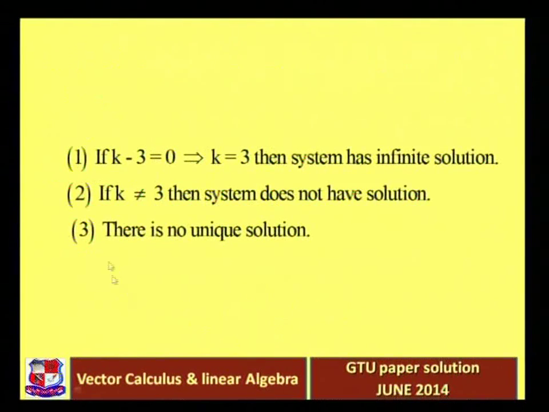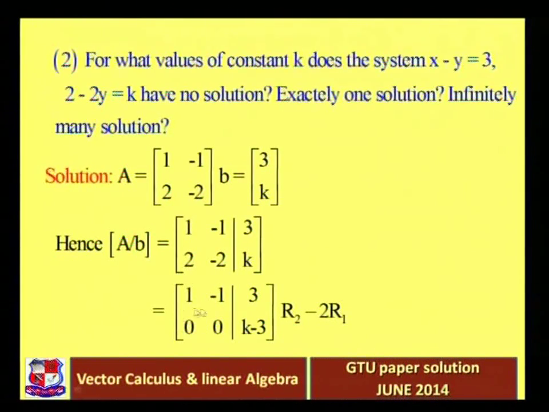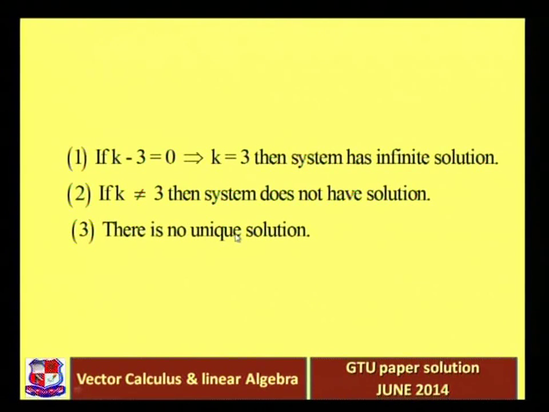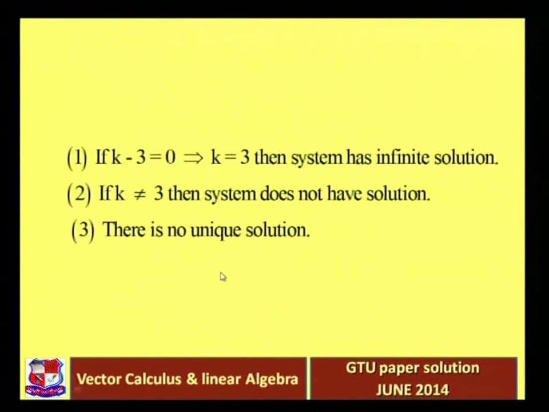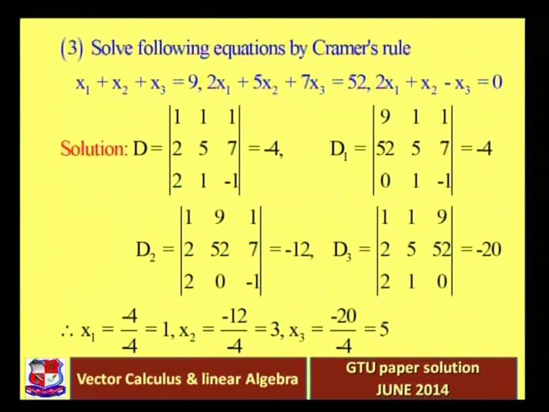So that's why if k is not equal to 3, then the system does not have any solution, and there is no unique solution, because the rank of A is 1 and the rank of the augmented matrix is 2. So these two are not the same. So that's why there is no unique solution. In this first question, all the parts were asked for 2 marks. Okay, there are 7 parts in the first question. So question 1 is a total of 14 marks, and every part has 2 marks, right. Okay, so this question 1 and second part is complete.